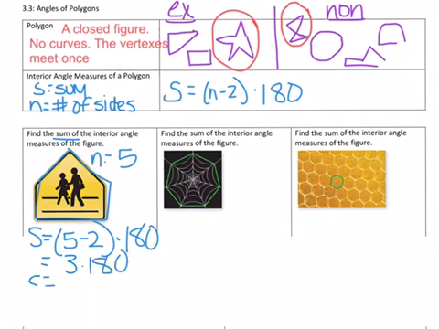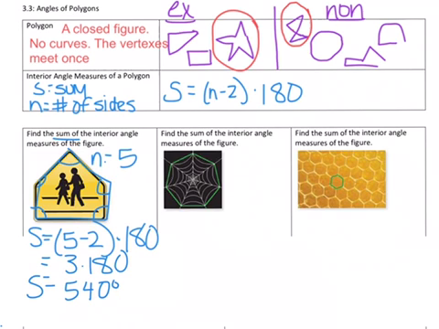I find out that the sum of all of my angles, all 5 of them, is going to be 540 degrees. So all 5 of these angles, no matter what they are, have to add up, because it's the sum, and they have to equal 540 degrees.